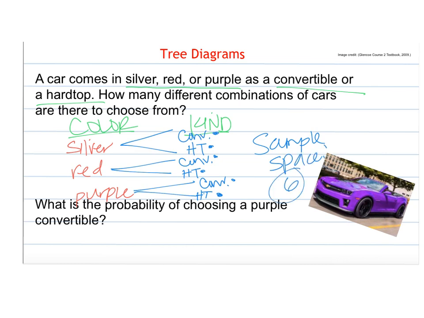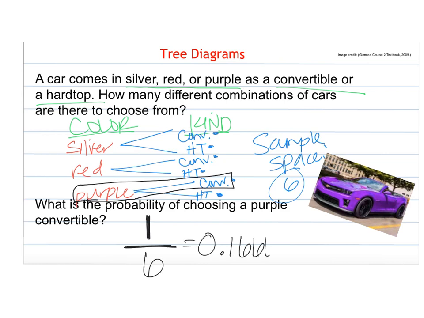And then it says, what's the probability of choosing a purple convertible? So if I find purple convertible, here's purple, here's the convertible. I don't see any other ones that have a purple and convertible together in the same option. So there's one choice for me to get a purple convertible, and there's 6 total outcomes or 6 total choices. So the probability is 1/6. And then I can change that to a decimal, so 0.1666 repeating, which I would round to 17%. So the probability is a 17% chance of getting a purple convertible.